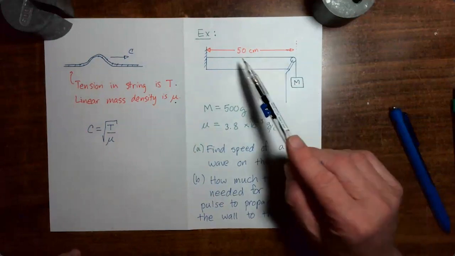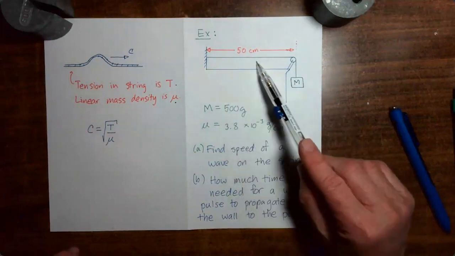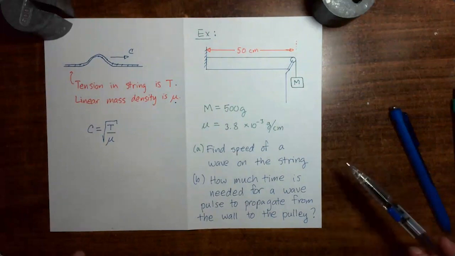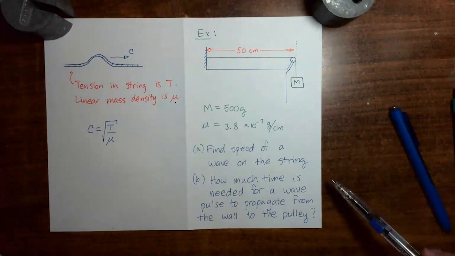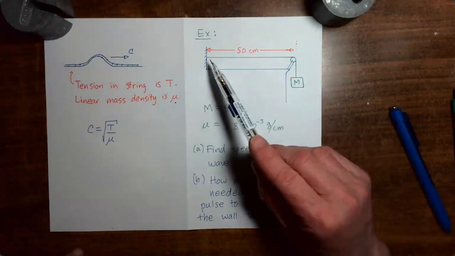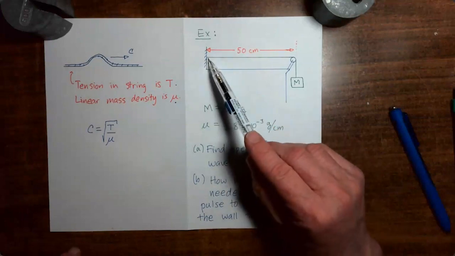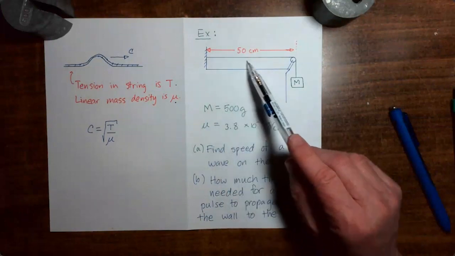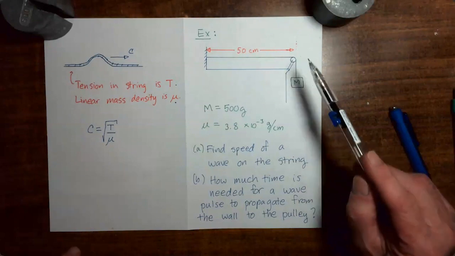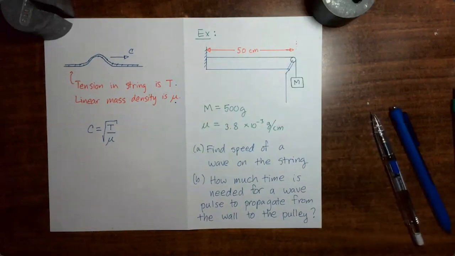So we want to find the speed at which a wave propagates on the string. And then we want to use that result to figure out how much time would be necessary for a wave pulse to start at the wall and then propagate to the pulley. These are both straightforward calculations, so I would encourage you to pause the video here and then try all of this on your own and then rejoin the video.